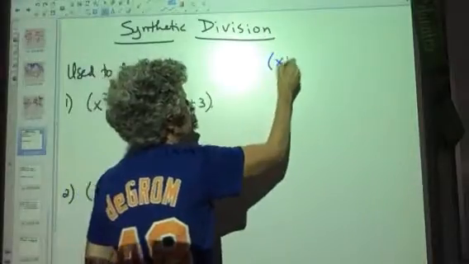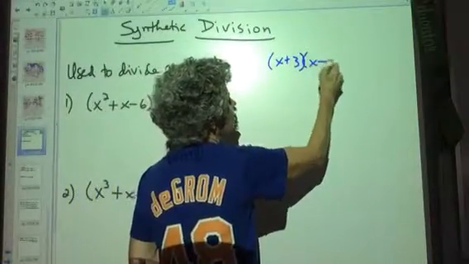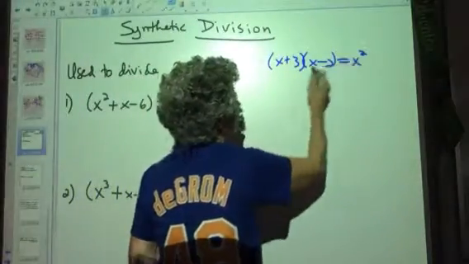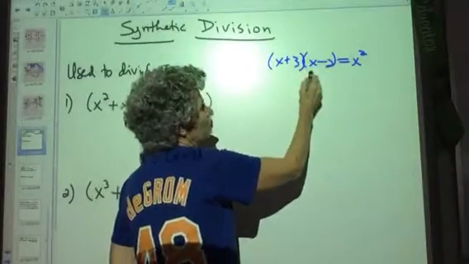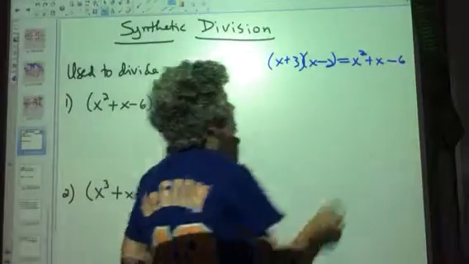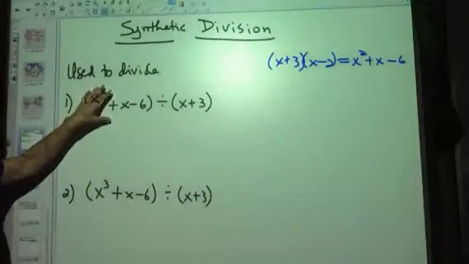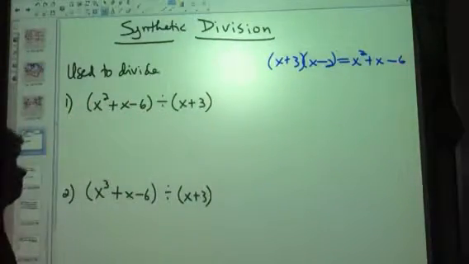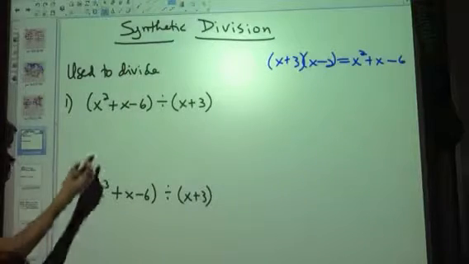If you had x plus 3 and you multiplied it by x minus 2, you'd have x squared minus 2x plus 3x, which is plus x, minus 6. So since that's what we have as our answer, we know the answer to this must be x minus 2. But this is how it works.